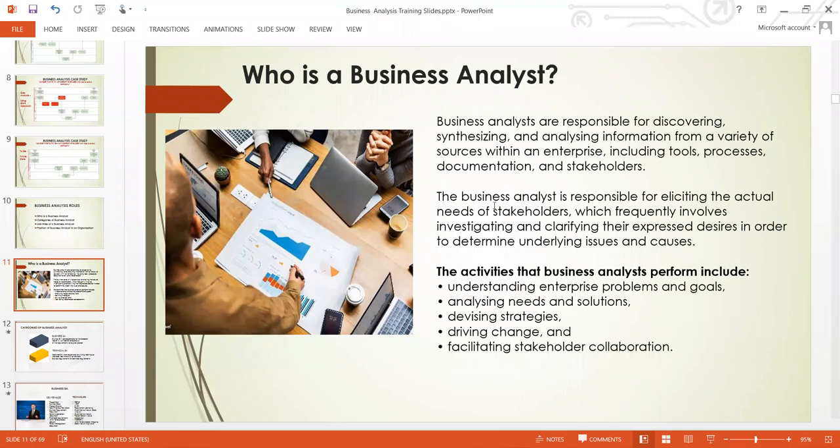When you do all these things, it includes the tools. The tools here mean the software, the systems, the process of doing things. We need to look at the way they document, their documentation. And again, their stakeholders. This is what you need to understand. You need to understand the tools. What are the tools? What are they using?